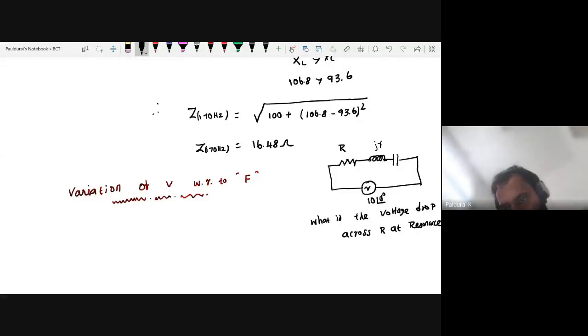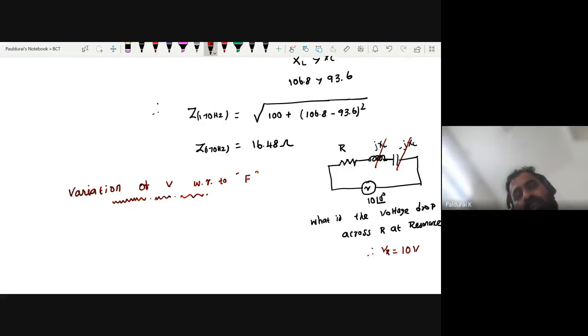Check, this is j times XL, this is minus j times XC. At resonance, what will happen? XL equals XC, so both will be cancelled. So what is the voltage drop across R? That is VR. If I apply 10 volt, all the 10 volt must appear across the resistance, because the reactances of inductor and capacitor are cancelled, right?